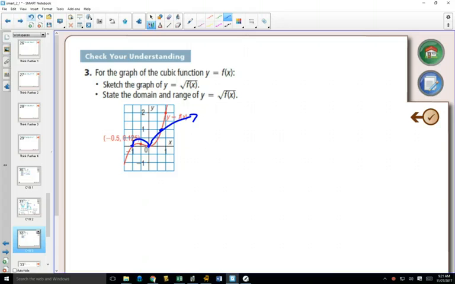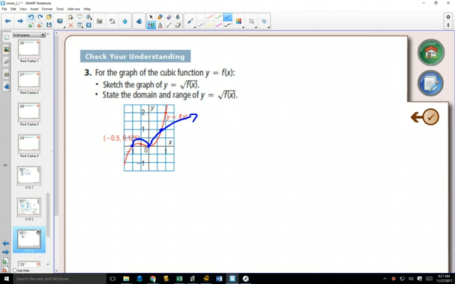But the rules stay the same. You're going to find out where it's equal to 0 and where it's equal to 1. And then you're going to look where it's bigger than 1. It's going to be below your original graph. Where it's between 0 and 1, it's going to be above your original graph.